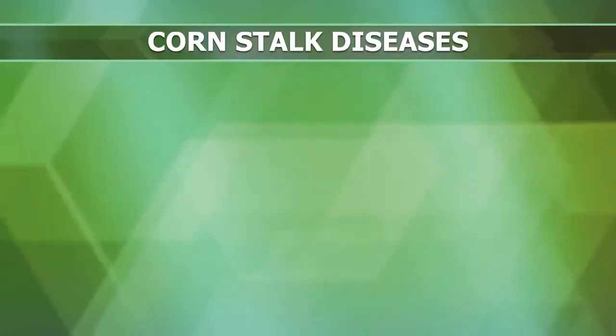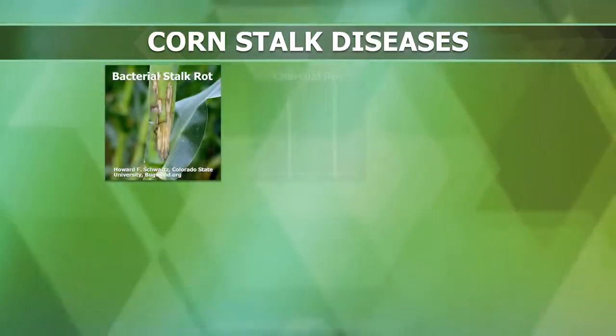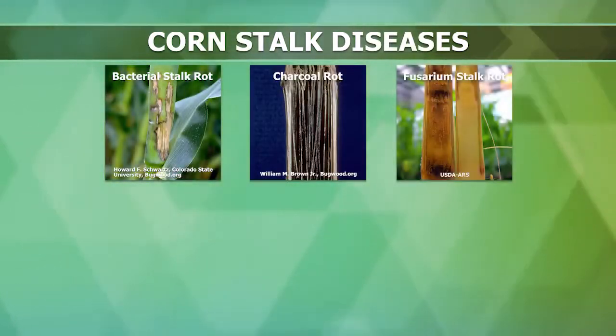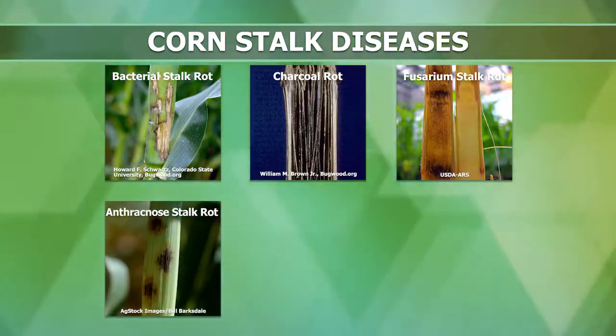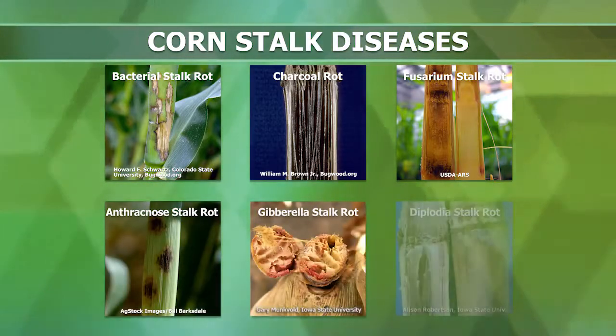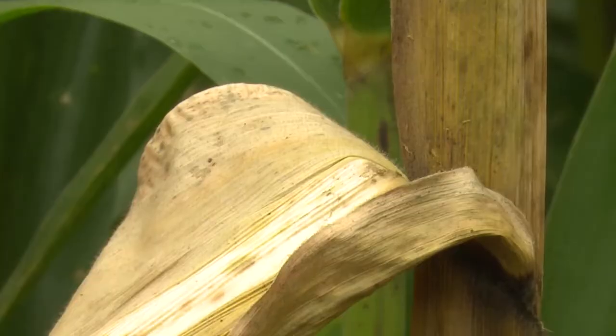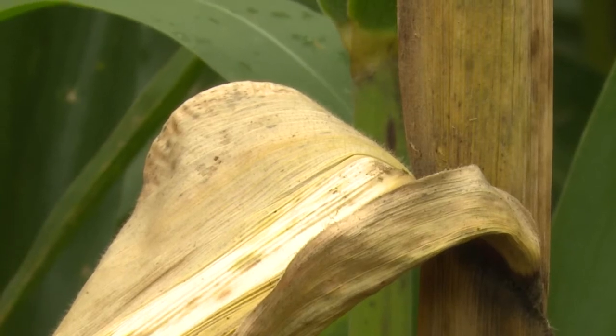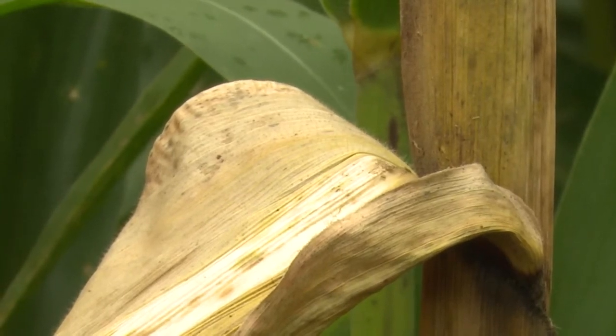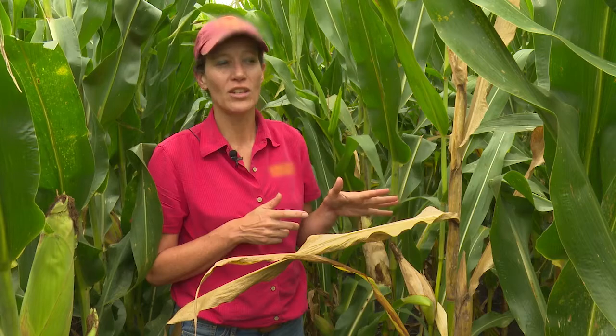Significant corn stalk diseases include bacterial stalk rot, charcoal rot, Fusarium stalk rot, Anthracnose stalk rot, Gibberella stalk rot, and Diplodia stalk rot. This plant has died prematurely. Most of this crop here is at R5, beginning dent. That would be typical of a stalk rot. There's probably stalk rot going on in this plant.